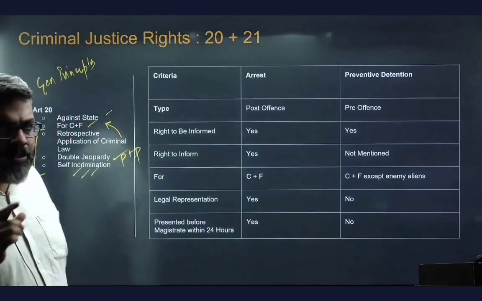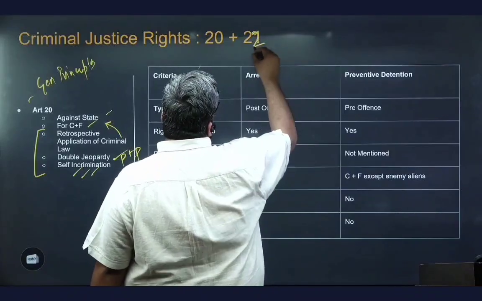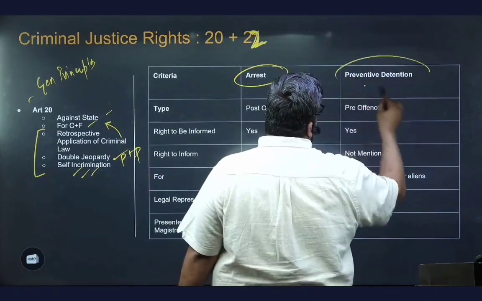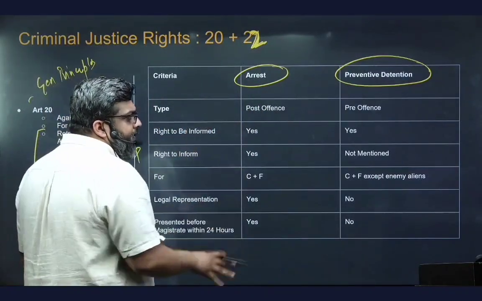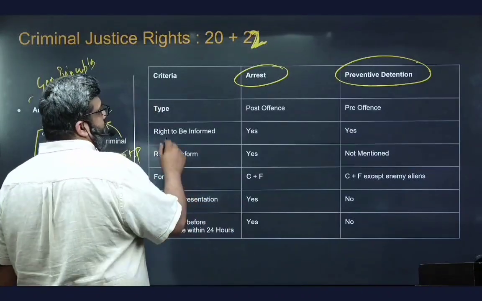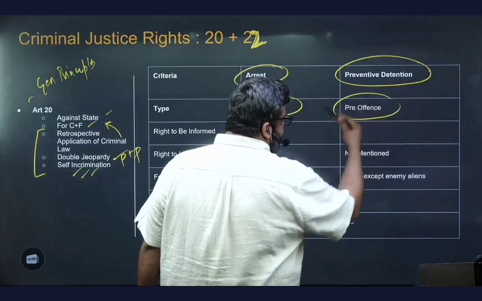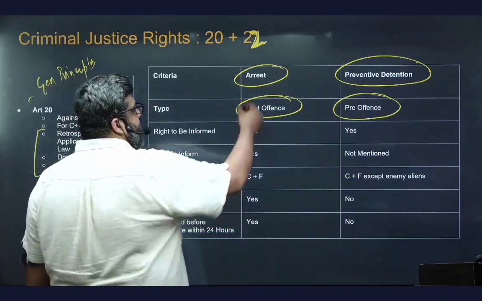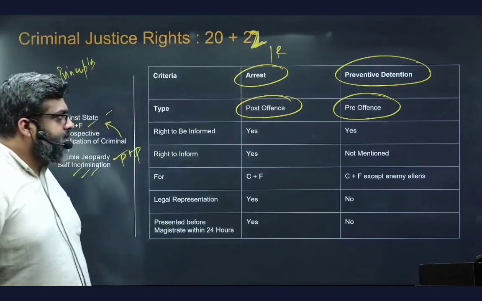Now, Article 22 is where the kicker lies. Very specifically, Article 22 refers to arrest and preventive detention. So let's understand what this is. A simple tabular comparison is more than enough. Anything beyond this is not relevant. Arrest is generally post-offense. Preventive detention is pre-offense. By the nature of the word, this is what it means. Now, legally, there is a difference between arrest, remand, etc., but that's not for you for the prelims exam.